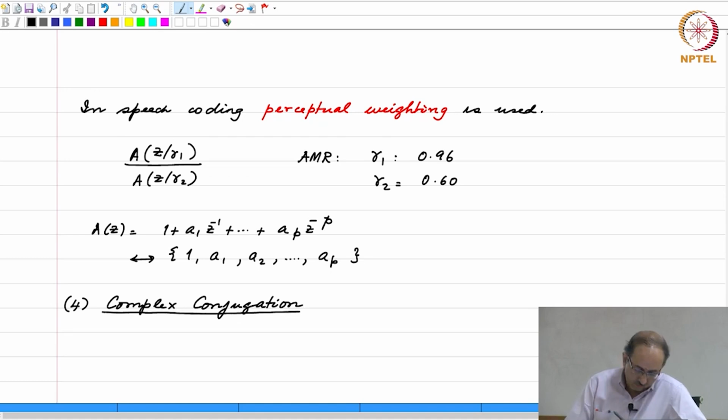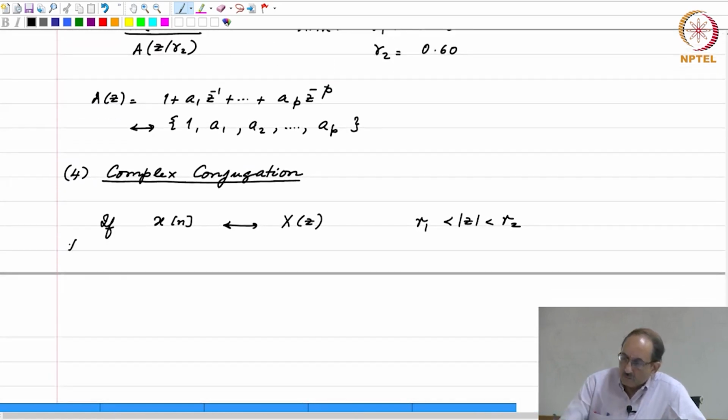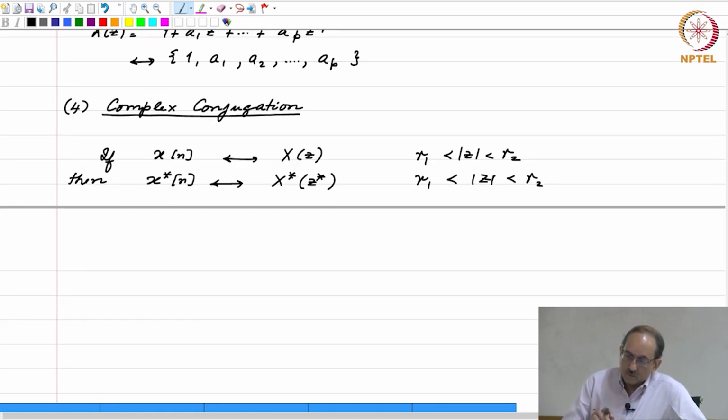We will now look at complex conjugation. So, if x of n has Z transform x of z, then x star of n has Z transform x star of z star, and the ROC remains the same.